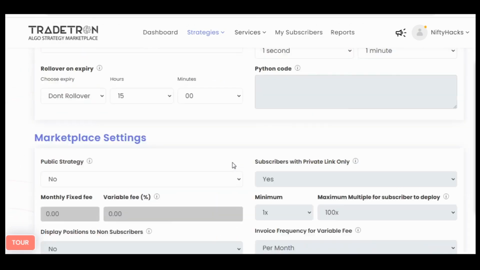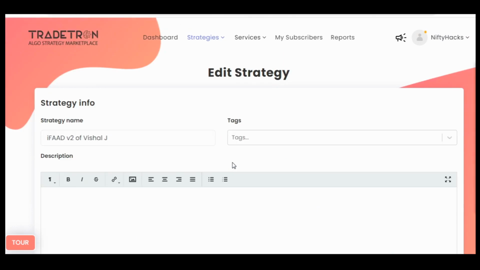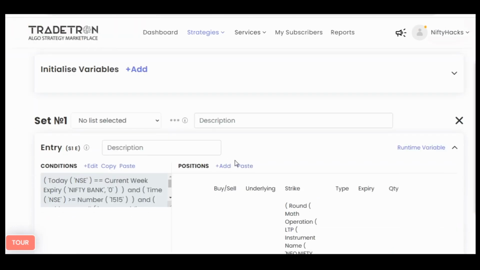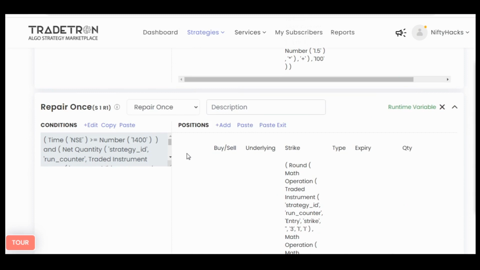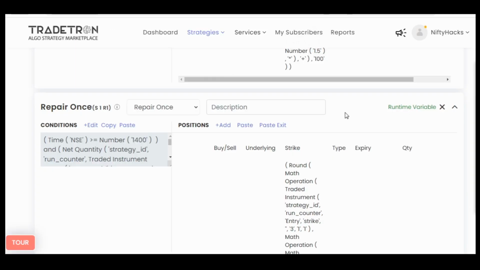So yes, this is it guys, iFAAD version 2. More than the strategy, you need to see this video to understand how we can use a runtime variable to store any strike value, right? So that we don't need to remember which hedge strike is present currently. Before this runtime variable was introduced in Tradetron, this kind of strategy would not have been possible to make. So now there are many strategies which can be coded which were not codable before.